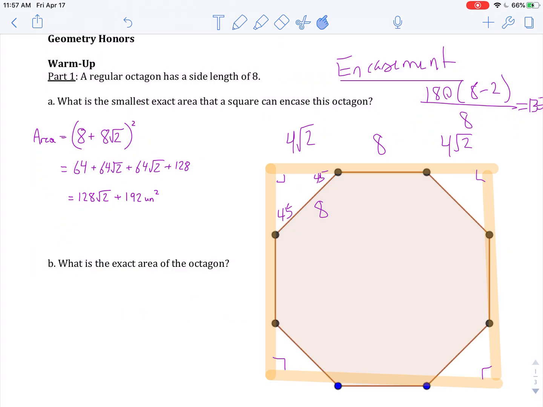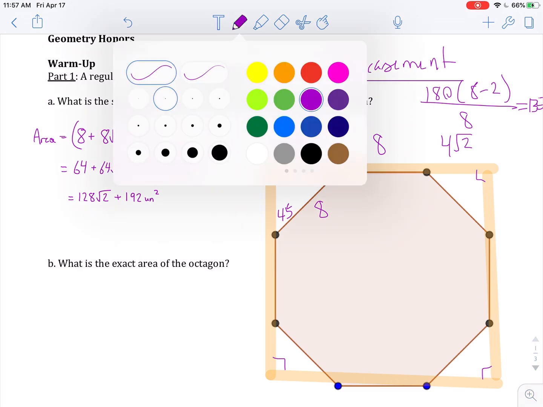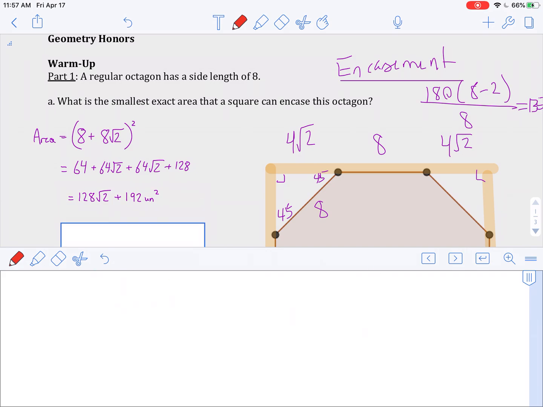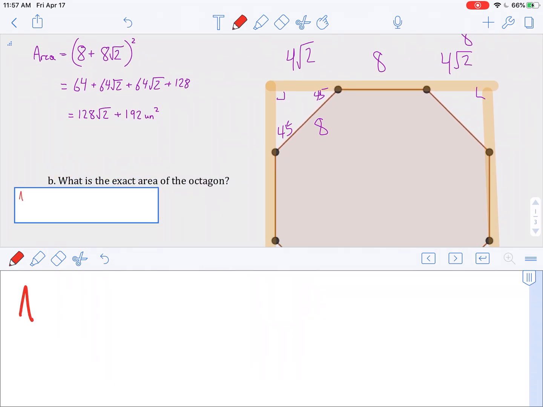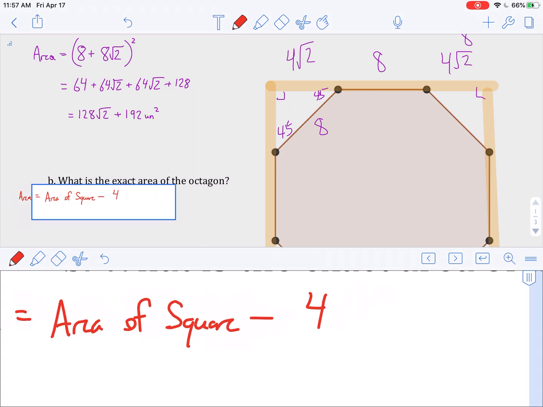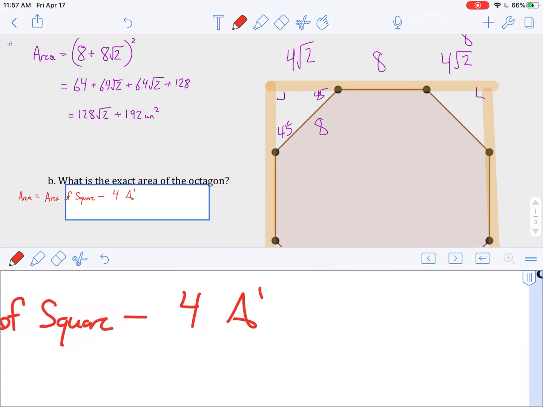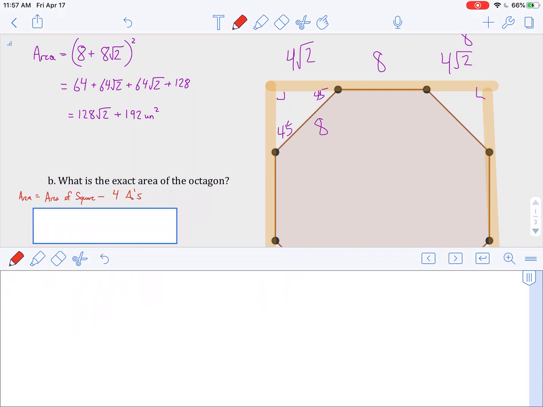So now wait, how does that help us with the octagon? Well, we know the octagon is the area of the square minus the 4 triangles. So the area that we want to find is the area of the square minus 4 triangles' area. So we know the area of the square from up above.